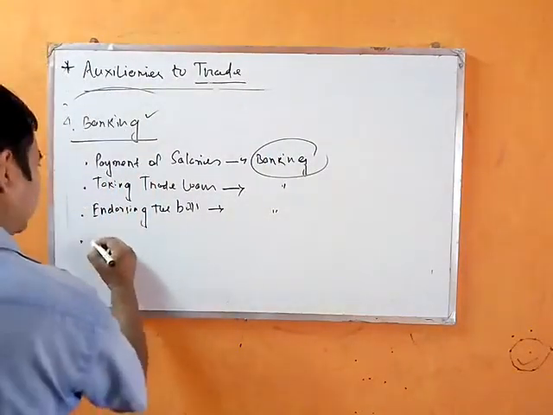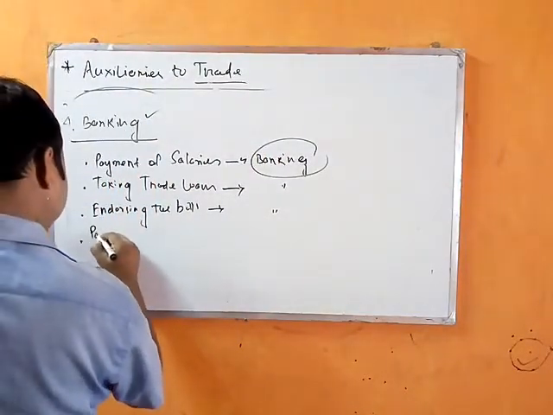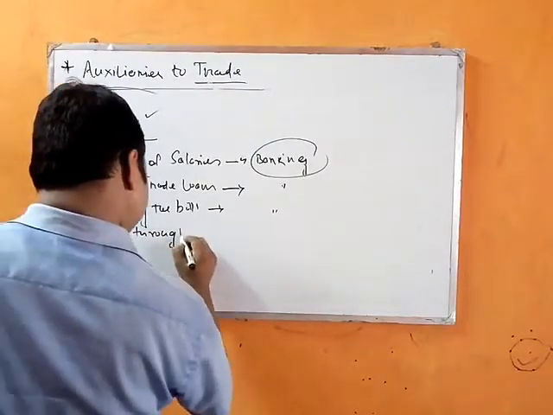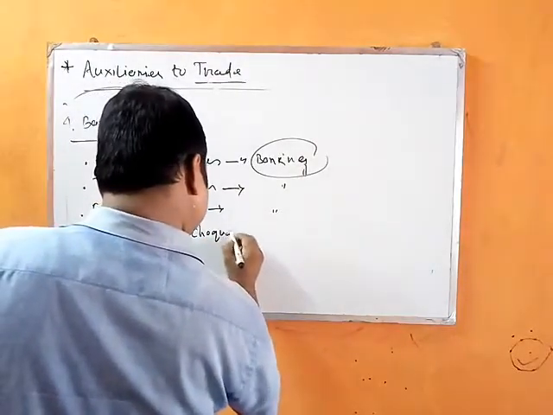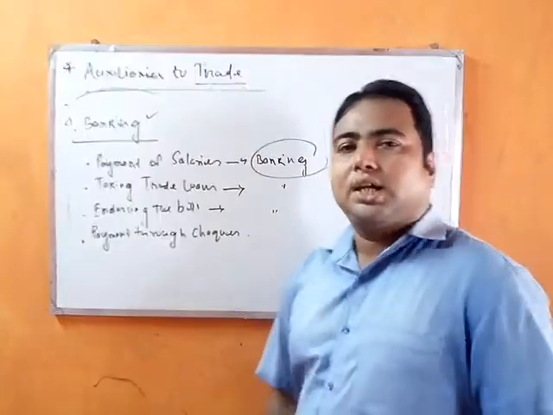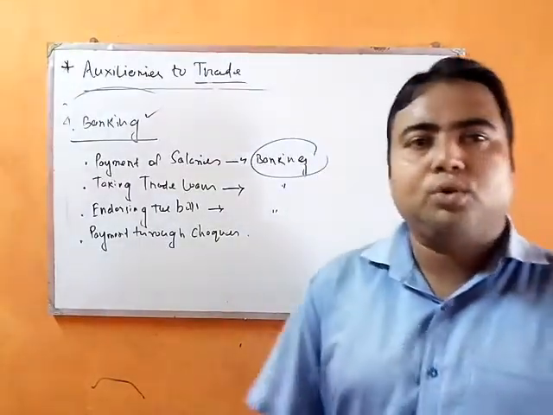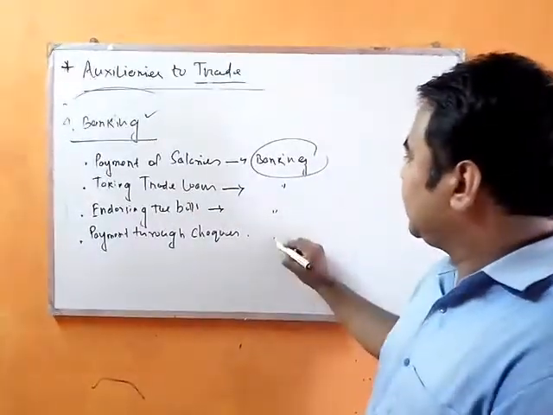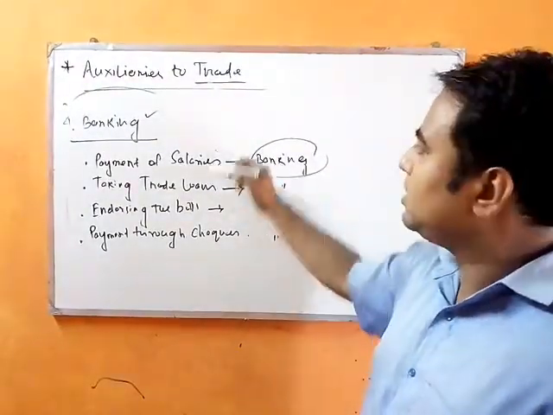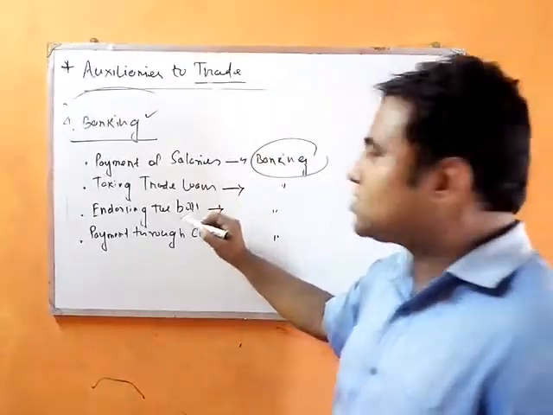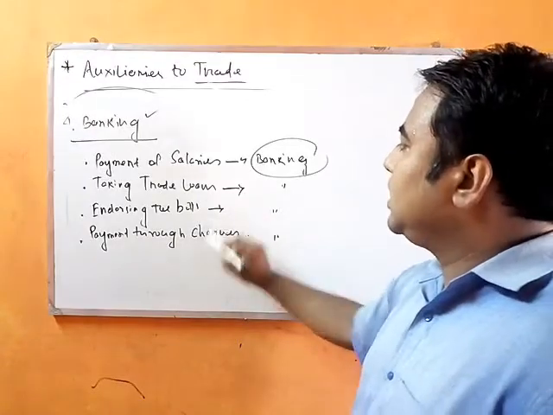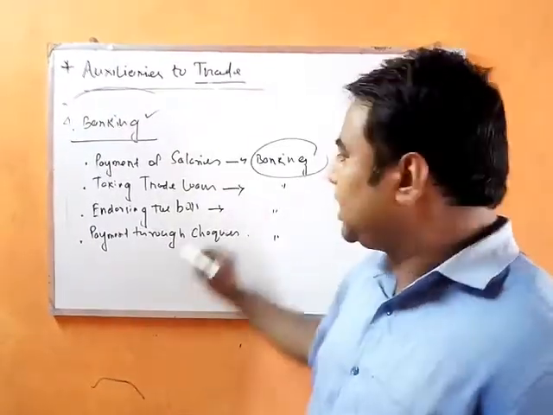Next, payment through cheques. Whenever a business makes payment through a cheque, which is the most convenient method of payment, again the concept of banking is required. So banking is required in all those cases: payment of salaries to the staff, taking trade loans, endorsing the bills, then payment through cheques.